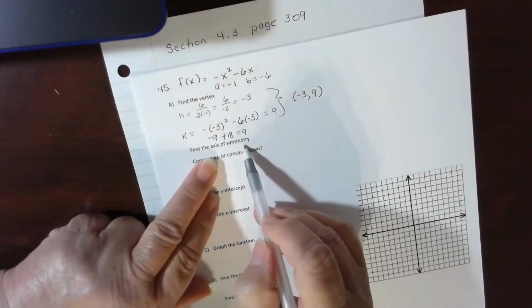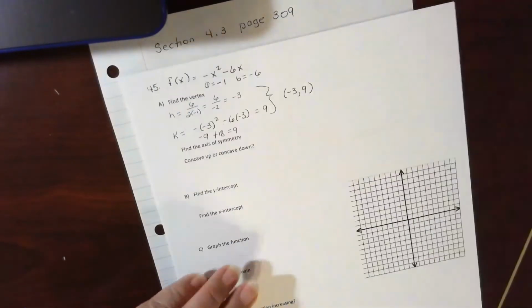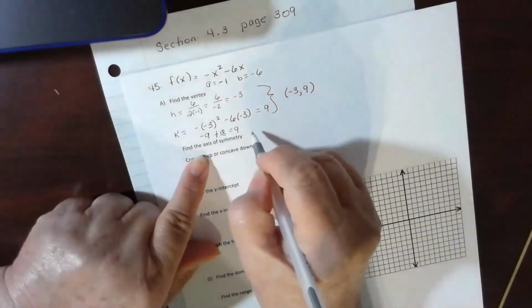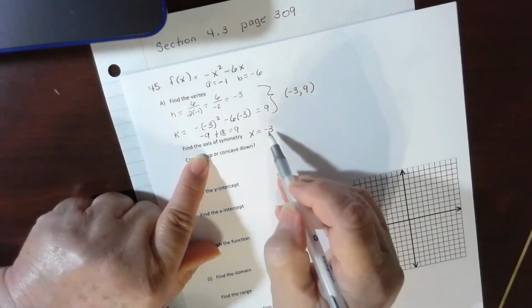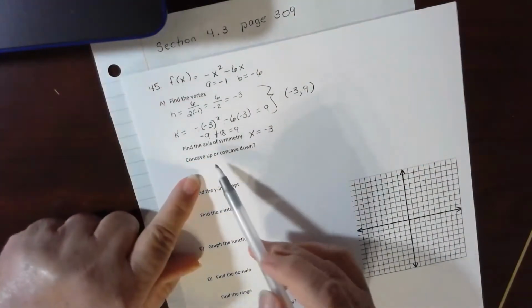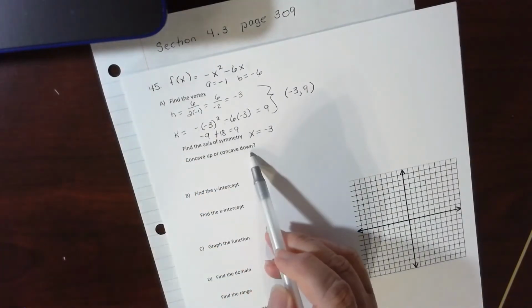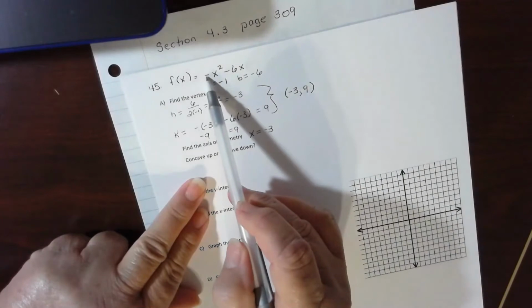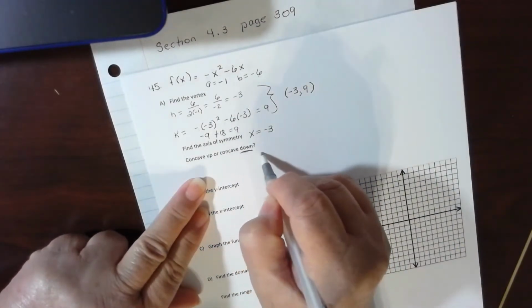Now, remember I told you back over here, we said that the axis of symmetry is just the line x equals h. So that's going to be x equals negative 3. That's a vertical line that's going to divide my parabola in half. Concave up or concave down just means, does it open up or does it open down? Well, my A is negative. Therefore, I know this one is going to be concave down. It's going to open down.